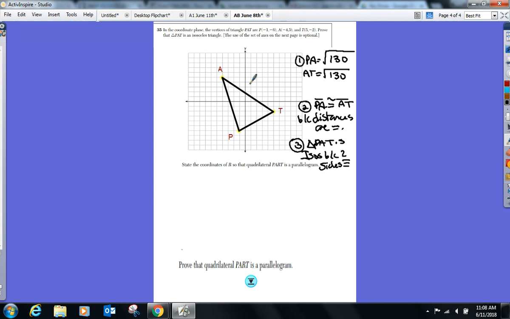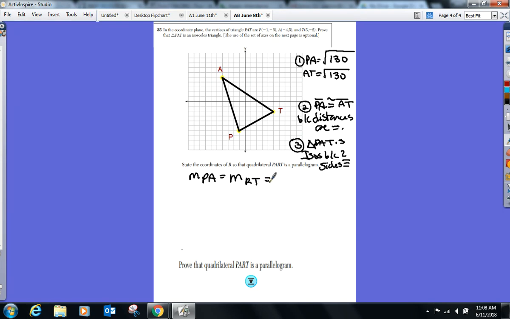Okay, congruent. Do I want to use distance formula again? No, but I might want to use parallel. So wherever you put R, RT has to be parallel to AP, which means what about our slopes? They've got to be the same slope. So can anyone go ahead and find me what the slope of PA is? Because whatever the slope of PA is, it's got to match the slope of RT, wherever I put R.